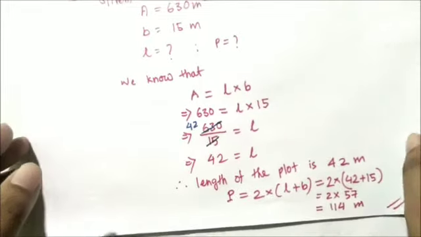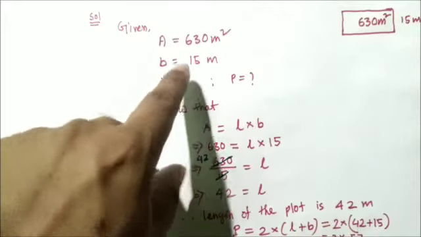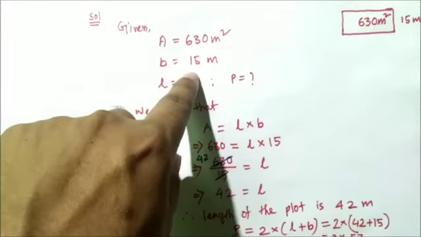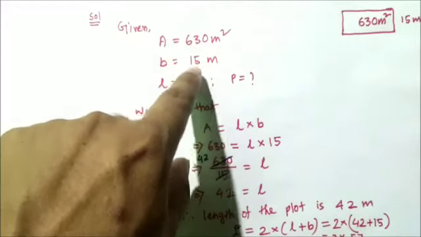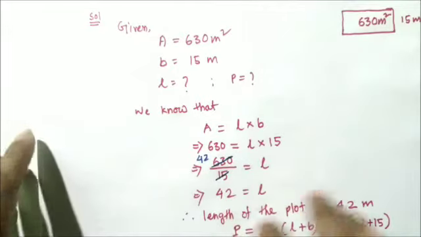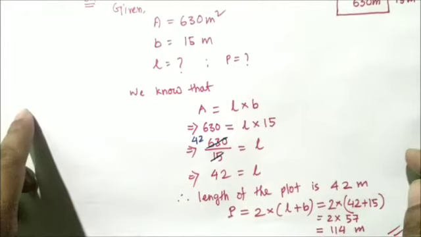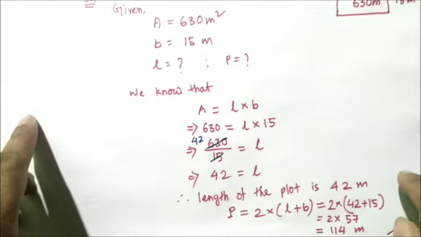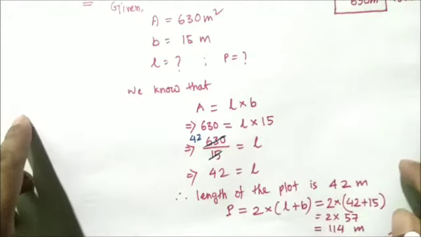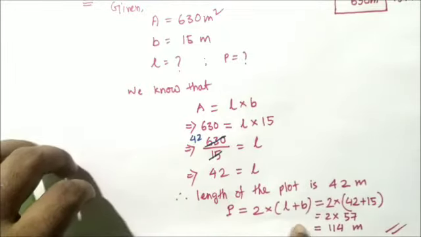Is it clear? So in this maths, what we did: we were not given the length. Instead we were given the area, and the breadth is given. And from this area and breadth, we found the length L by doing this maths. Also they asked the perimeter. Since we do not know the length, how can we find the perimeter? That's why when we got the length, then we found the perimeter. Okay, clear.